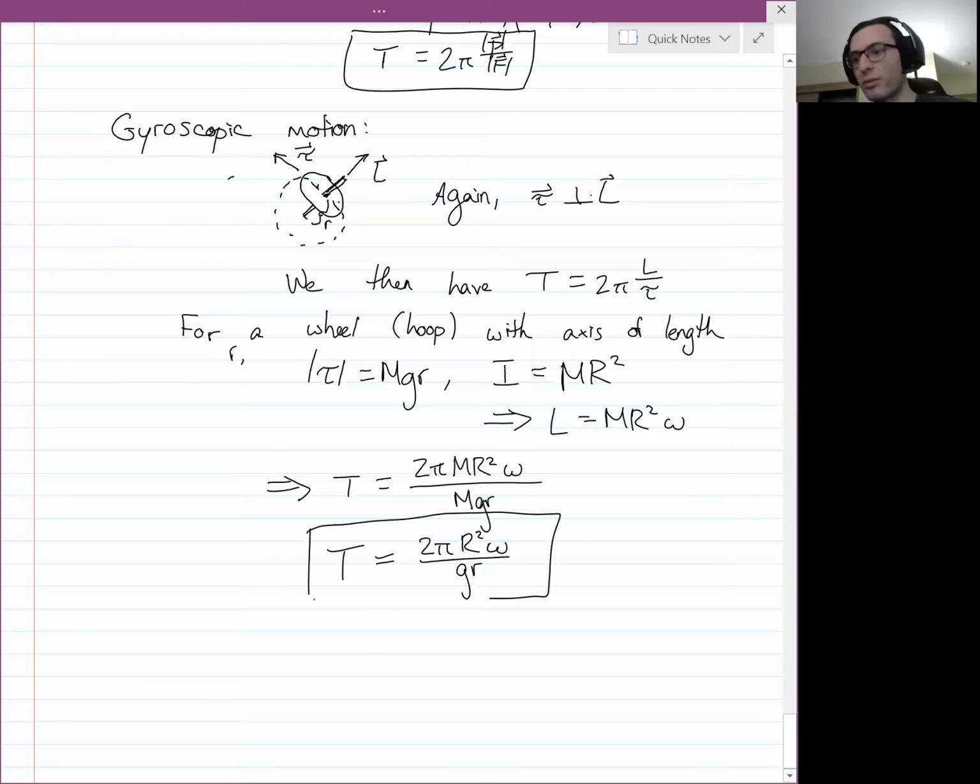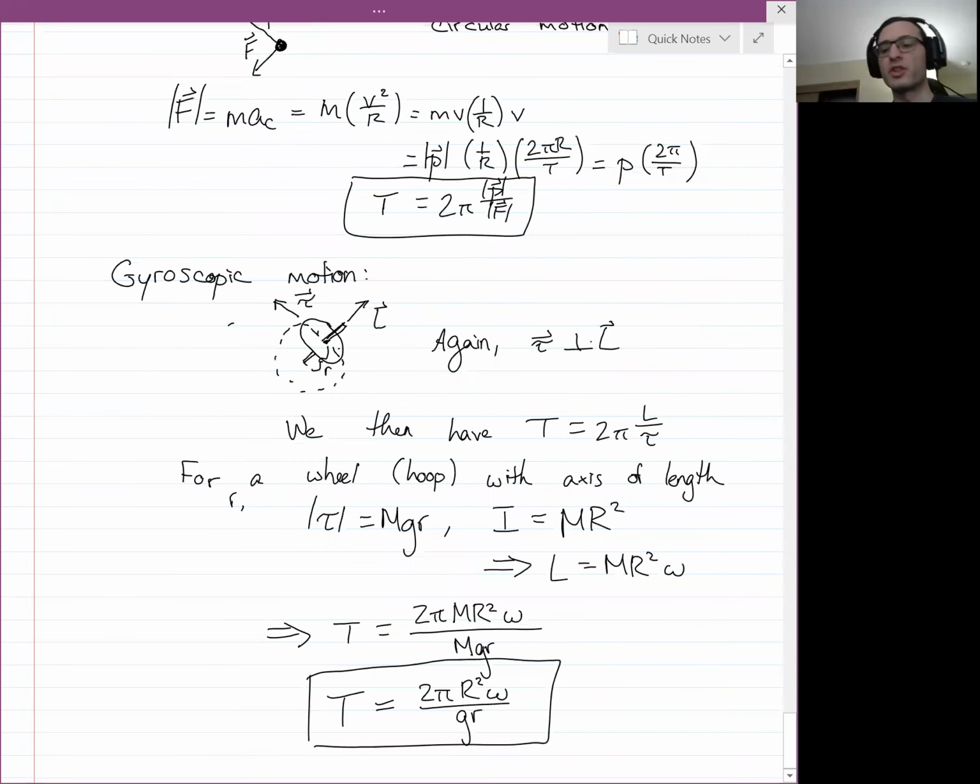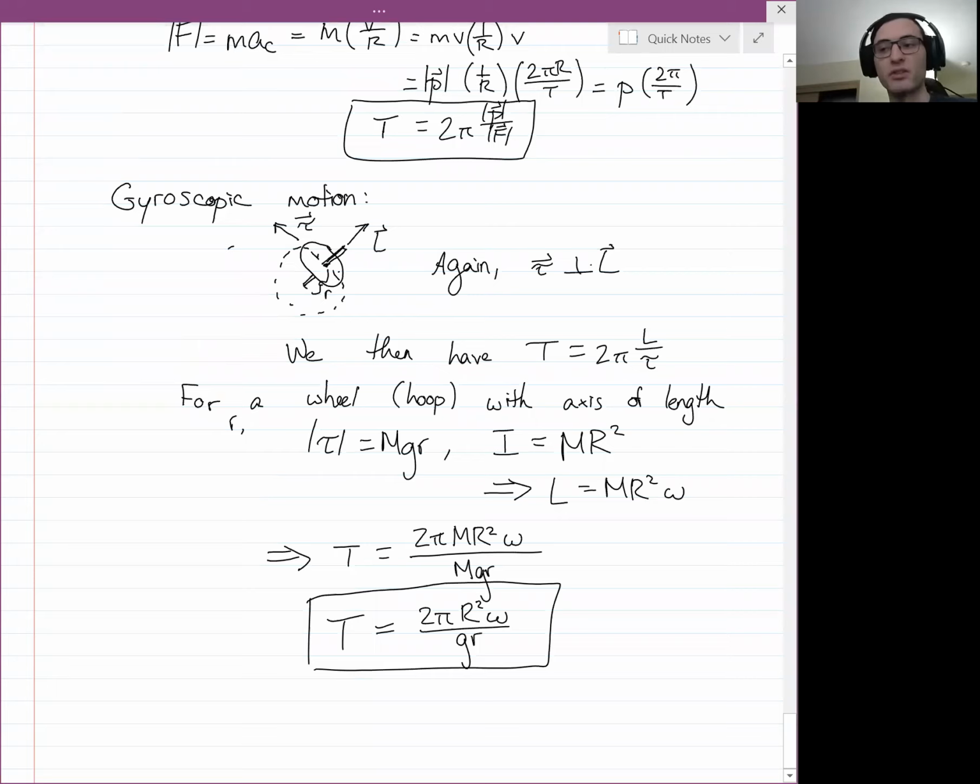It's kind of complicated, right? It's certainly not something I would have guessed, but all we did was analogize from standard circular motion, and we used what we knew about the torque and the angular momentum of a spinning hoop.